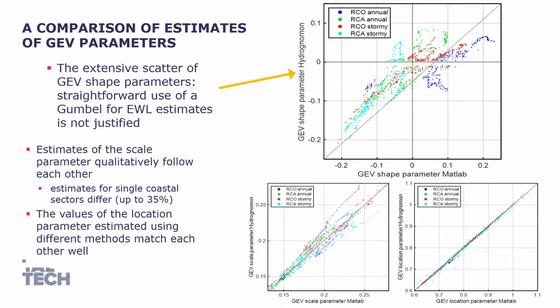So if we compare the estimates calculated by different methods for these GEV parameters, for the shape parameter, the scatter is extensive. And this means that the straightforward use of the Gumbel distribution for extreme water levels is not justified. Usually in our region, on this east coastline of the Baltic states, Gumbel is most commonly used.